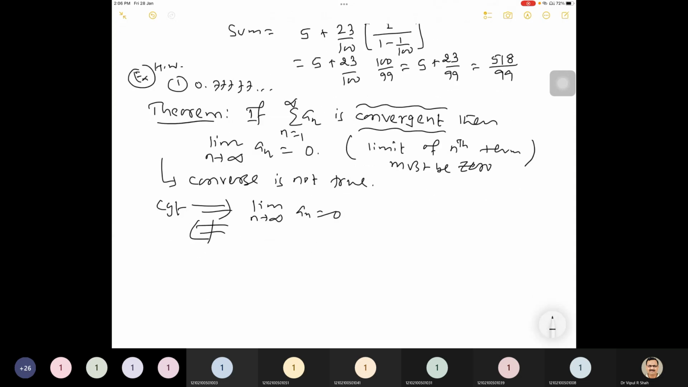Now, what does it mean? Where is the use here? Like this. If limit n tends to infinity, an is not 0, then what can you say about this series? See, our theorem says, if the series is convergent, nth term limit is 0. If the nth term limit is not 0, then what can you say?